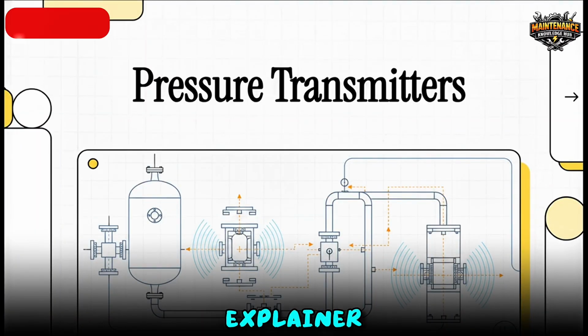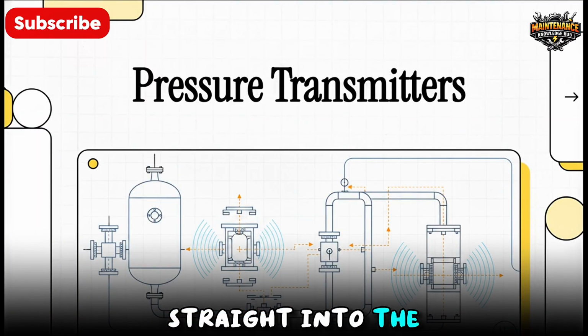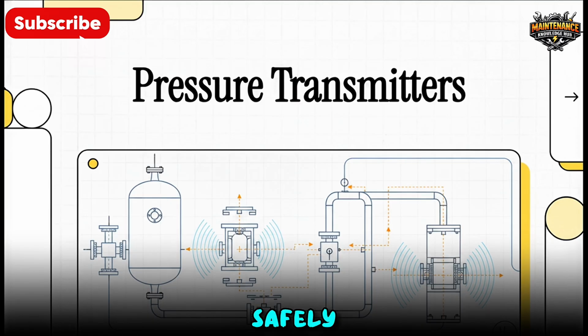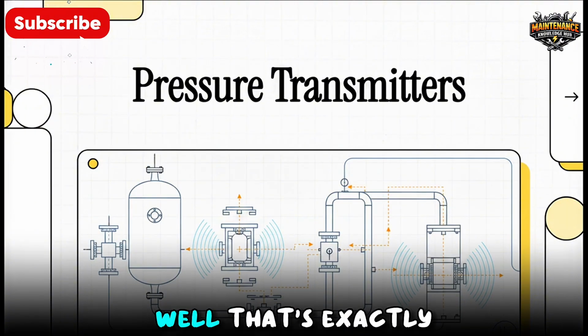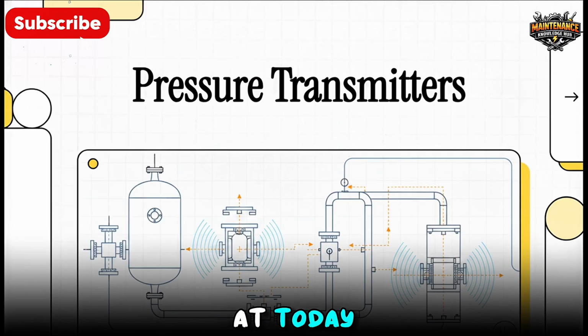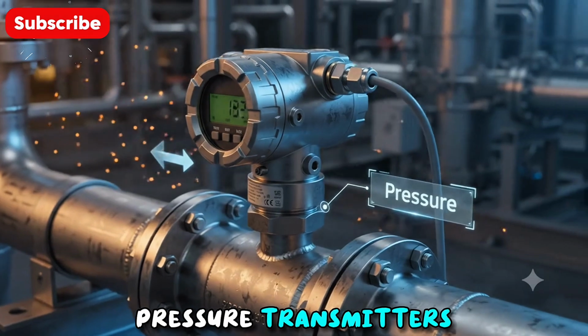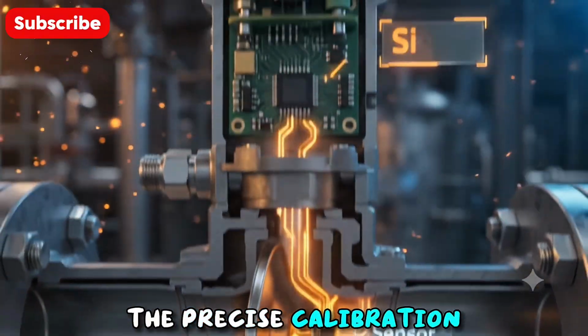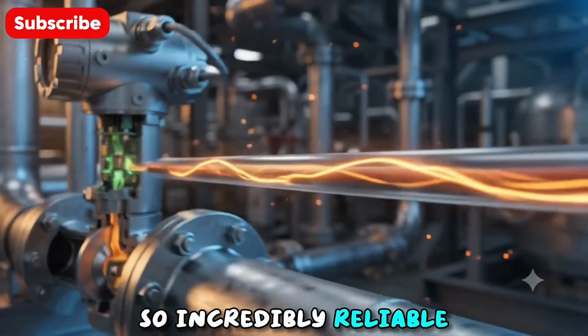Welcome to This Explainer. Today, we're diving straight into the fascinating, totally invisible systems that keep modern industry running safely. Seriously, have you ever looked at a massive industrial facility and wondered how they keep everything under control without, just exploding? Well, that's exactly what we're looking at today. We are decoding pressure transmitters, going all the way from the basic foundational theory right down to the precise calibration that makes them so incredibly reliable.